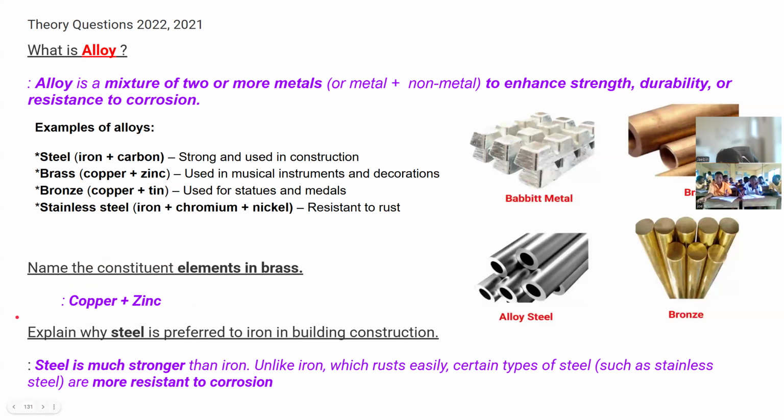The theory question might also ask you to explain why steel is preferred to iron in building construction. Well, steel is much stronger than iron, and unlike iron, which rusts easily, certain types of steel are more resistant to corrosion. So steel is preferred to iron in building because it is stronger and more resistant to corrosion.